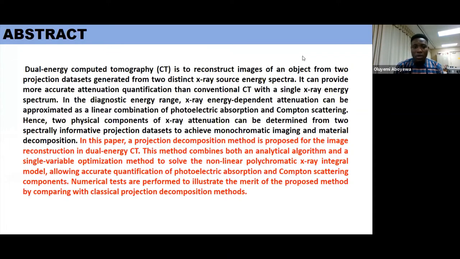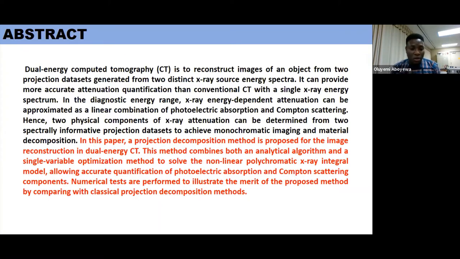According to the author, he started by introducing the purpose of the paper, which is what the abstract should contain. It says, dual energy computed tomography, CT, is to reconstruct images of an object from 2 projection data sets generated from 2 distinct X-ray source energy spectra. It can provide more accurate attenuation quantification than conventional CT with a single X-ray energy spectrum. In the diagnostic energy range, X-ray energy dependent attenuation can be approximated as a linear combination of photoelectric absorption and Compton scattering. Hence, 2 physical components of X-ray attenuation can be determined from the spectrally informative projection dataset to achieve monochromatic imaging and material decomposition.